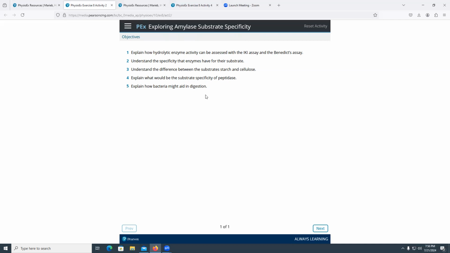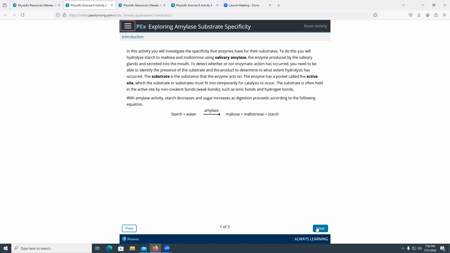So that's what we're trying to appreciate, that amylase is specific for carbohydrates. And then we're also going to be learning how bacteria might aid in digestion. So bacteria are equipped with built-in enzymes that are able to digest cellulose, for example. We are unable to digest cellulose, but the bacteria that happen to be living in our GI tract, having a symbiotic relationship with us, are able to digest that cellulose.